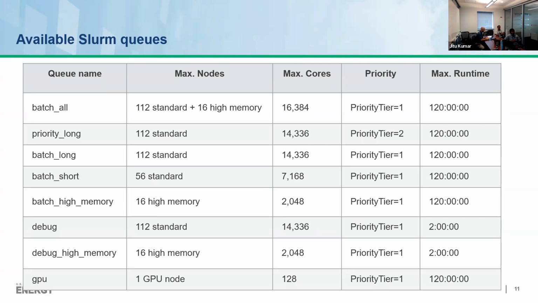The batch all queue is the entire machine, so all 16 nodes are part of batch all. Access to batch all is restricted to only the projects that need to run computational workloads that may span the entire system, all 16,000 cores. There are several different queues, such as priority, long, batch long, and batch short, which are designed to give you access to a standard memory node versus a high memory node.